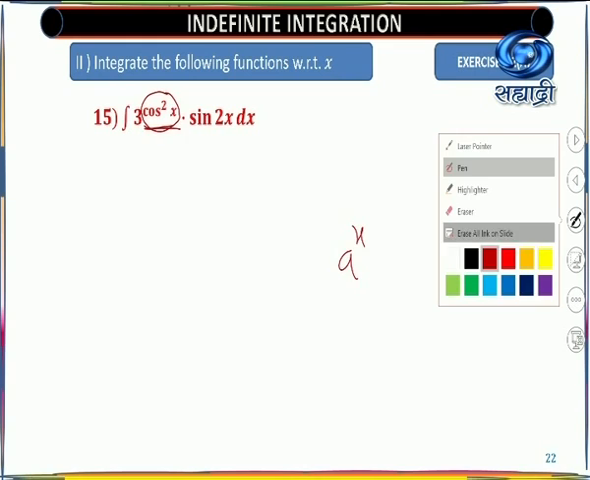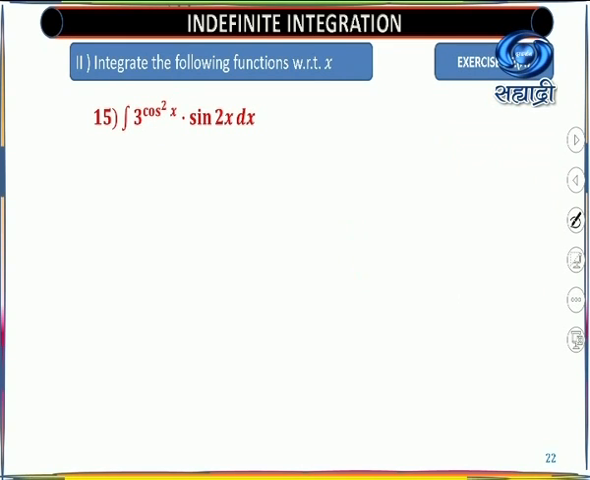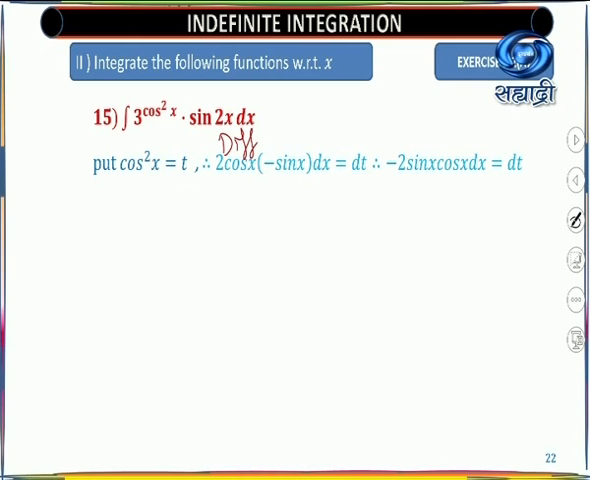So we'll begin with that. What is our beginning? Substitute cos square x equal to t. Look here, cos square x equal to t. Now differentiate. By differentiating, what will you get? You will get 2 cos x, that means the power first you differentiate, and then the derivative of cos x is minus sin x dx. This side you will get dt. Now here you will get minus 2 sin x cos x dx equal to dt.